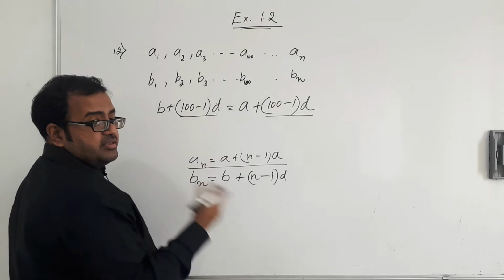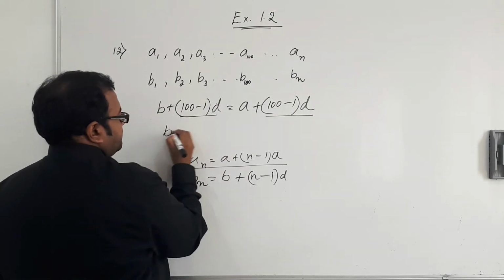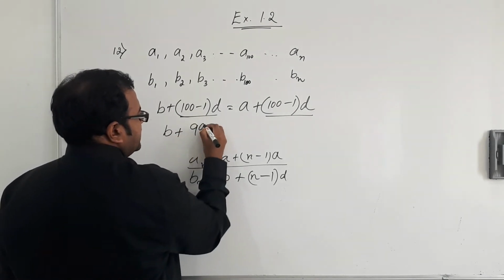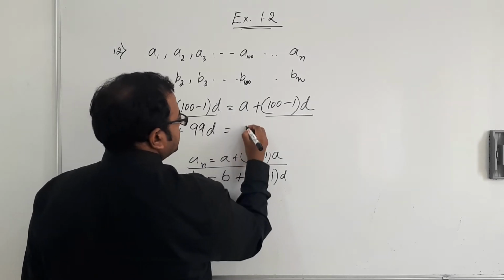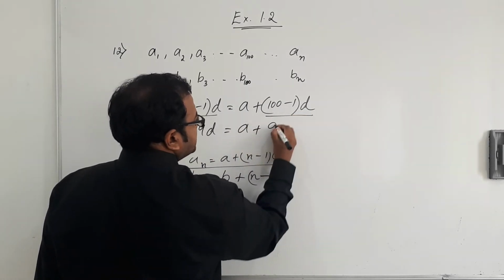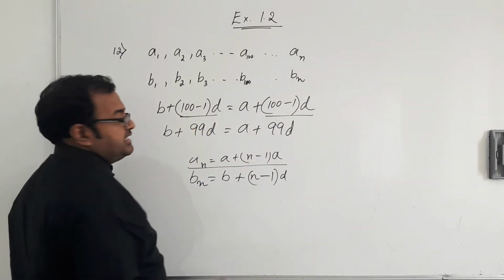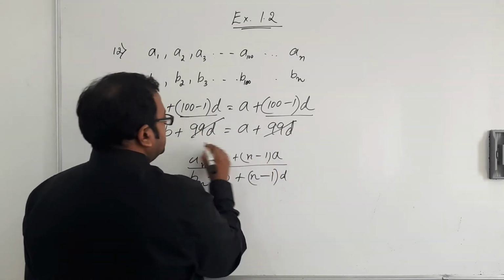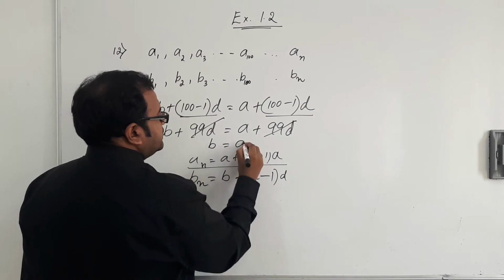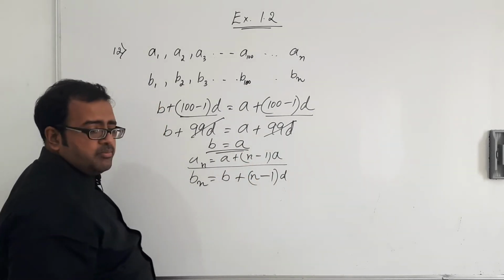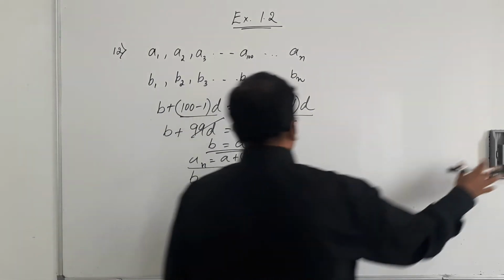If we simplify on both sides, B plus 100 minus 1 is 99d, which is equal to A plus 100 minus 1 is 99d. 99d goes to the other side, becomes minus 99d, so it cancels. What do you get? B is equal to A. We got B and A both equal, right?